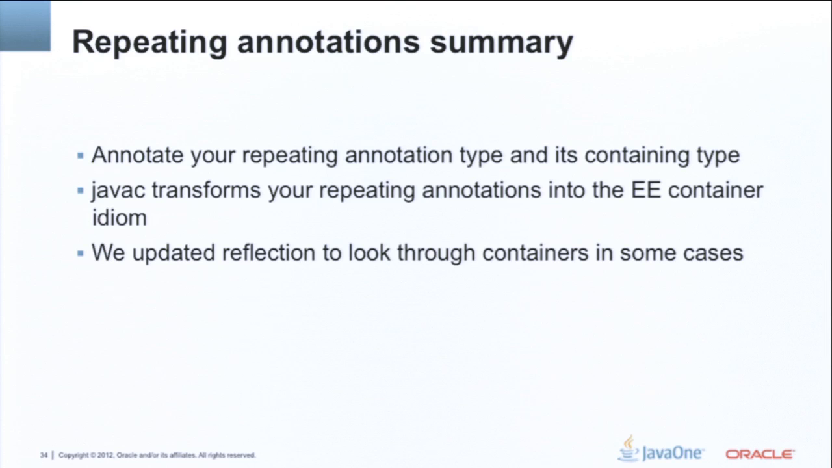So we think it was a mistake to just allow one instance of an annotation on a declaration. We want to fix that. We have decided to fix it taking compatibility with the existing idiom into consideration. So we transform your repeating annotations into this container. So we synthesize a container for you. So we put them in a container. And then we've updated reflection to, where it makes sense, unpack the container and give you back your original annotations.